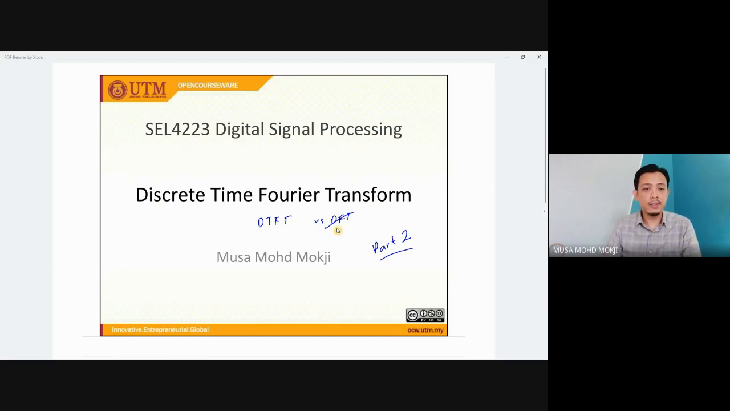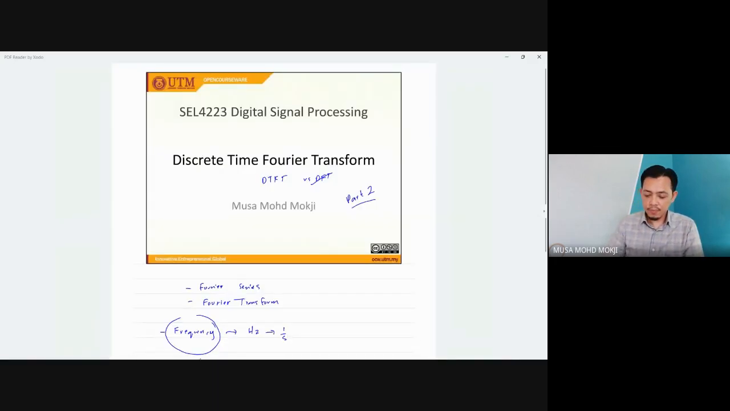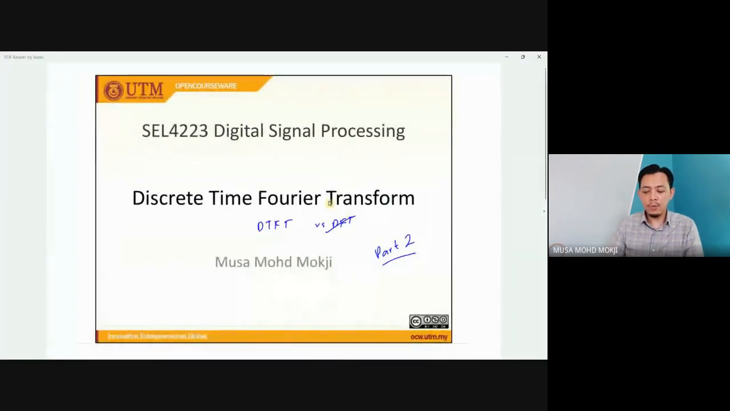Okay, DFT later. When we look at this one, the name is very specific, discrete time Fourier transform, because the only variable which is discrete is the time. Okay, so that's the difference with DFT. DFT is fully discrete. The time is discrete, the frequency is discrete.